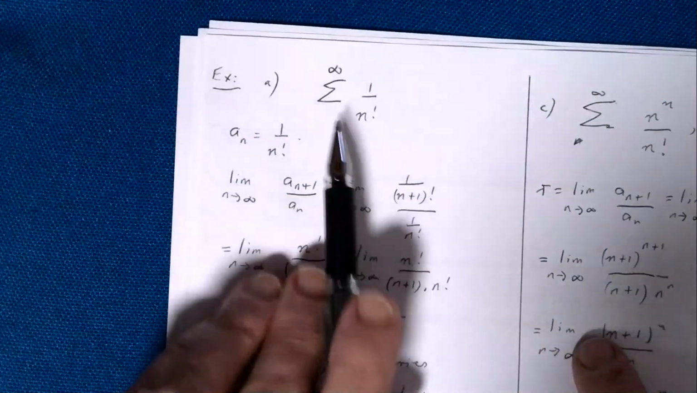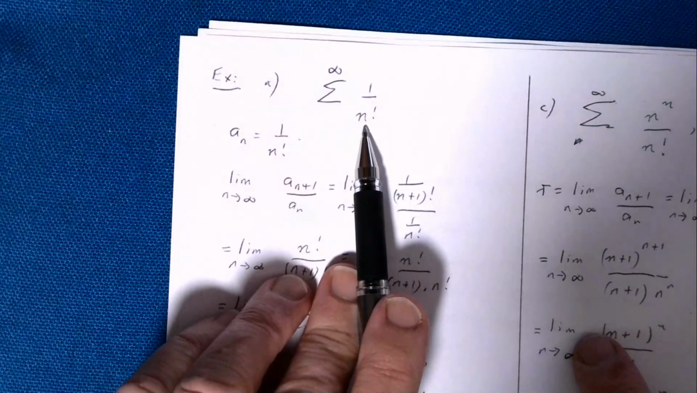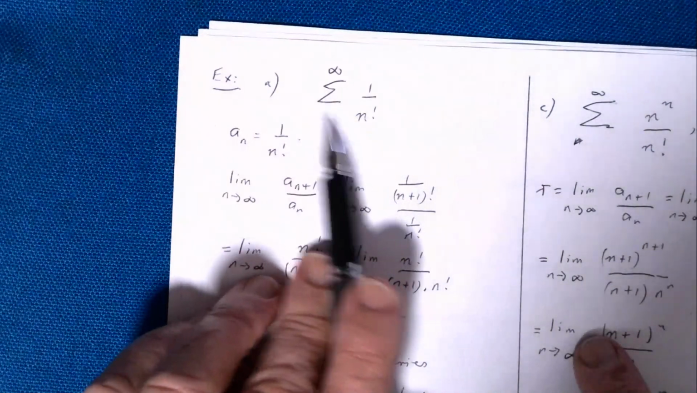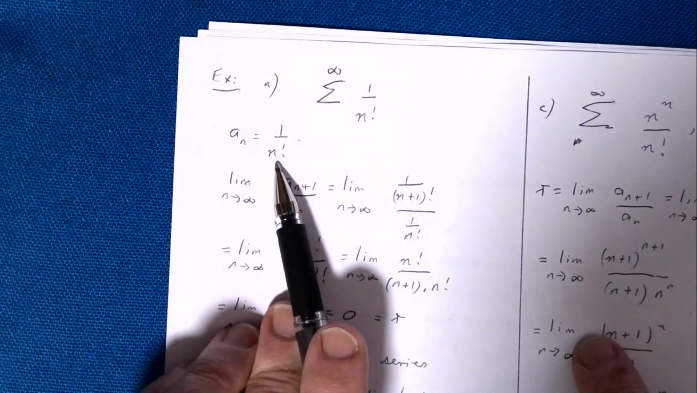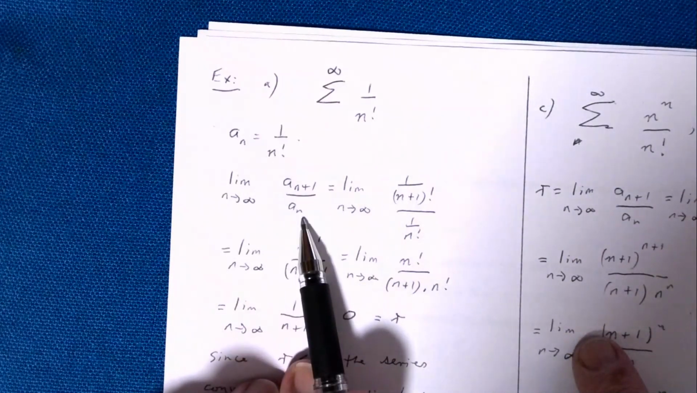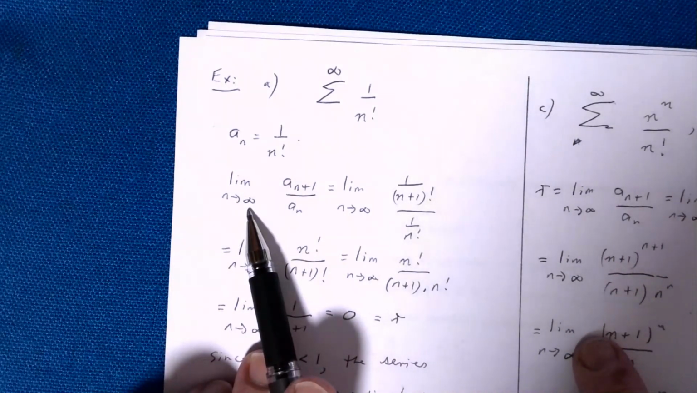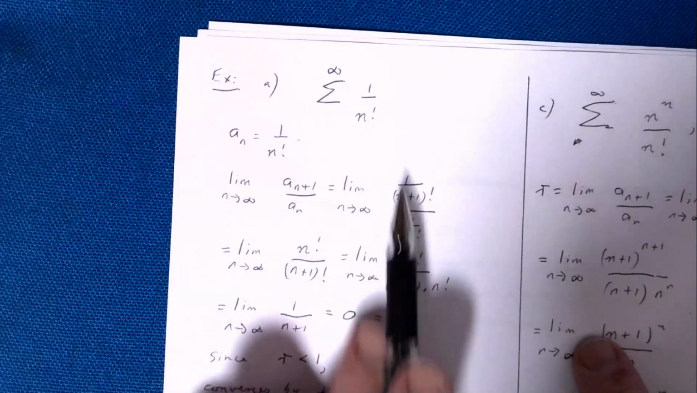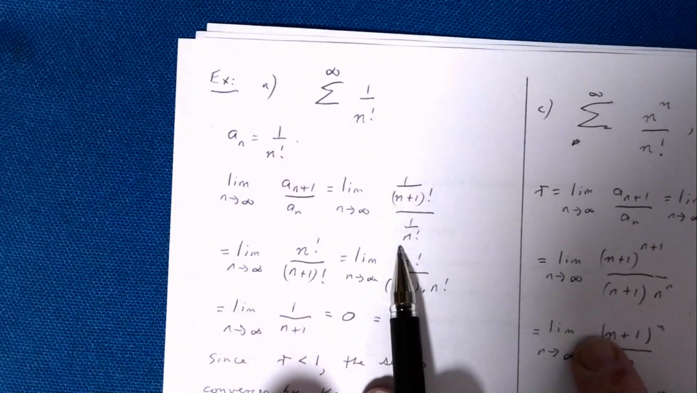So we're going to look at sigma 1 on n factorial. So it's 1 over 1 factorial plus 1 over 2 factorial plus 1 over 3 factorial and so on, assuming we start off at n equals 1, of course. So here's my an, it's 1 on n factorial. So we're going to look at a sub n plus 1 over a sub n, and we're going to look at the limit of what this does as n gets very big. So I just plug it in. So a sub n plus 1 is 1 on n plus 1 factorial divided by 1 over n factorial.